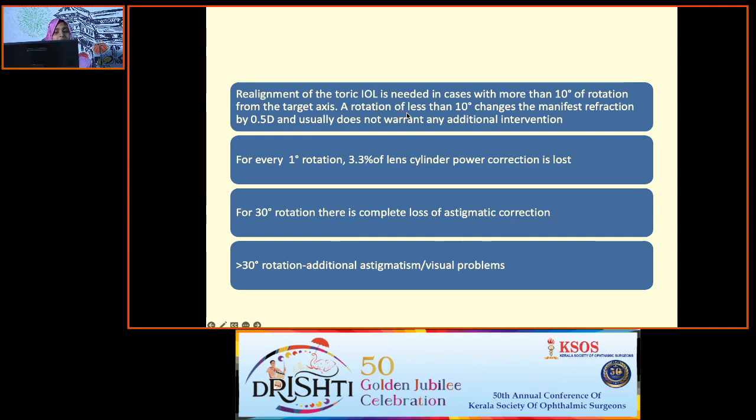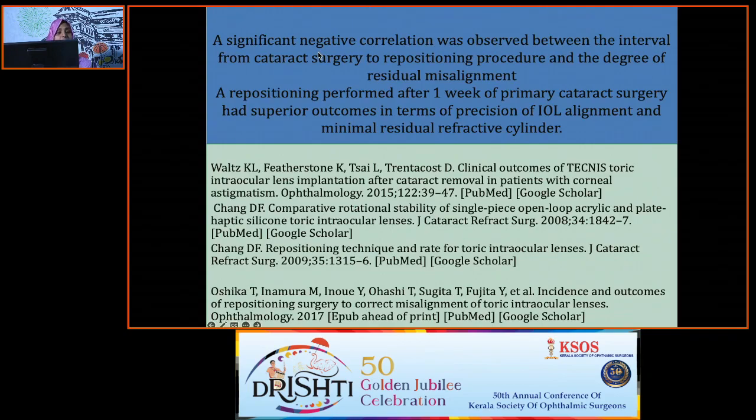target axis. A rotation of less than 10 degrees changes the manifest refraction only by 0.5 diopter and usually does not warrant any additional intervention. For every one degree of rotation, 3.3% of the lens cylinder power is lost. For 30 degrees of rotation, there is complete loss of astigmatic error correction, and beyond 30 degrees additional astigmatism or visual problems will develop. When we redial, only after 1 week is ideal, otherwise re-rotation will occur.